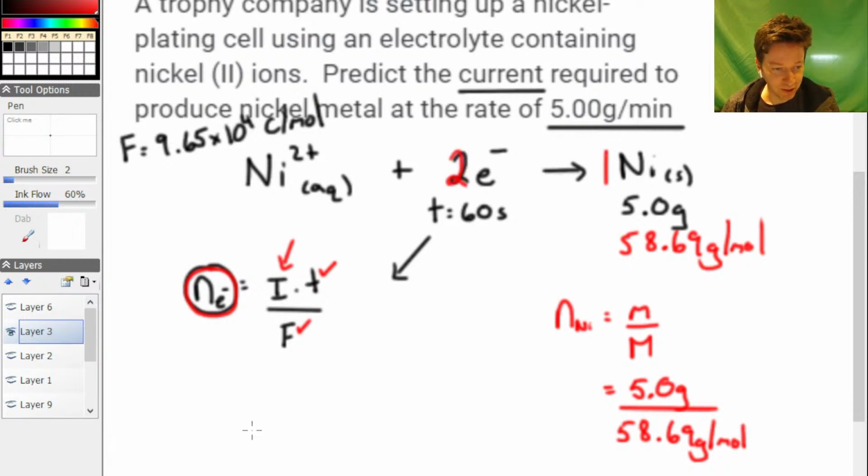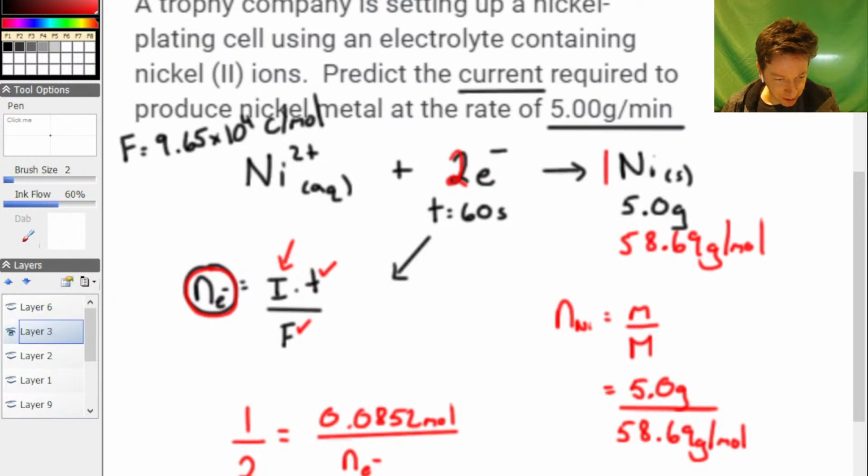All right, now here's where the stoichiometry comes in, because this is a 1:2 ratio. So 1:2 ratio is going to equal the number of moles of nickel, 0.0852 moles, over the number of moles of the electrons that we want. So just doing a little bit of cross multiplication, we can figure out the number of moles of electrons just by taking 2 times 0.0852 moles. And we get 0.170 moles of electrons.